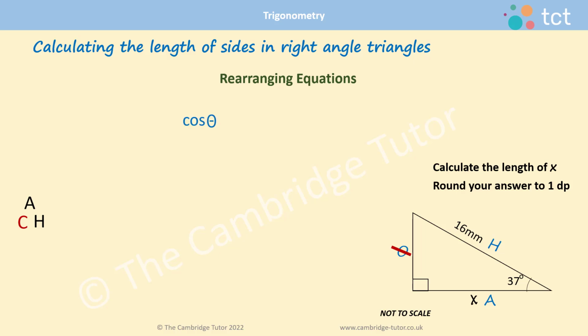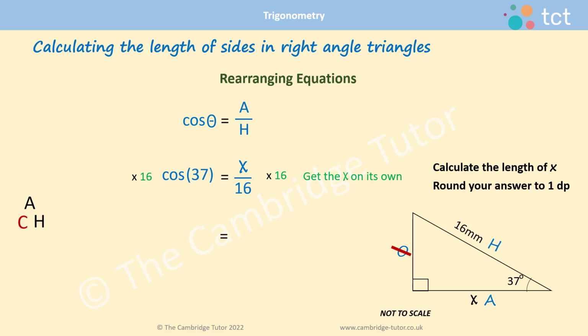So the cos of theta, the cos of the angle, will be equal to the adjacent divided by the hypotenuse. So substitute in our values. The cos of 37 is equal to x divided by 16. And once again, if we multiply x by 16, we've cancelled out the division. So to get x on its own, we multiply it by 16, and then we multiply the other side by 16 to keep it even.